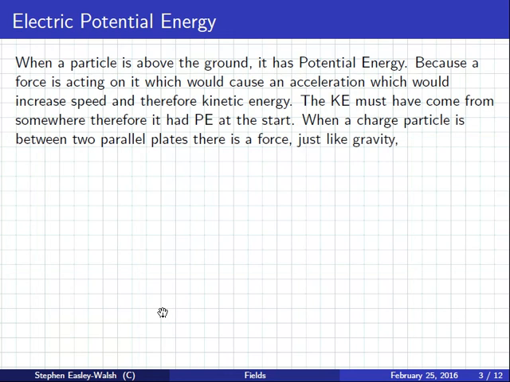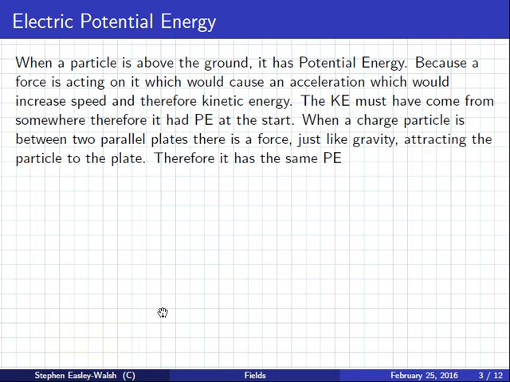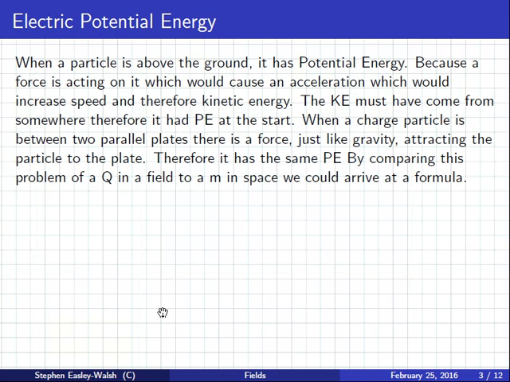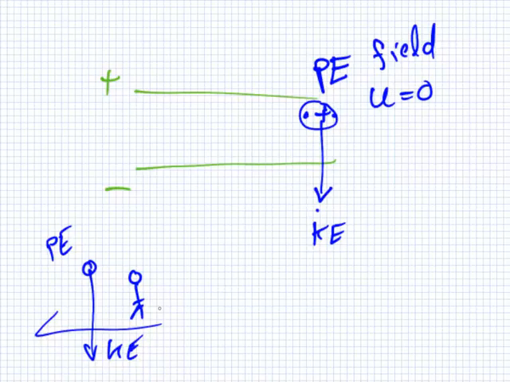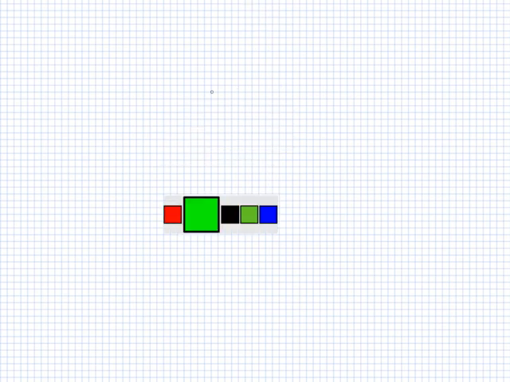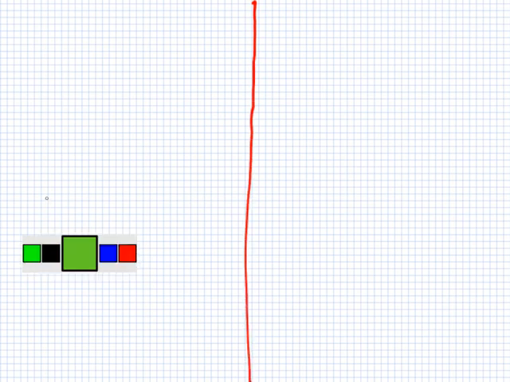There is a force that's causing it to accelerate, and this force is from the electric field, just like gravity causes it to accelerate. So it has the same kind of potential energy. By comparing ideas with gravity, we could get a formula. Let me show you what I mean. So in the gravity picture, you might want to write this diagram down, it might be helpful. Two pictures.